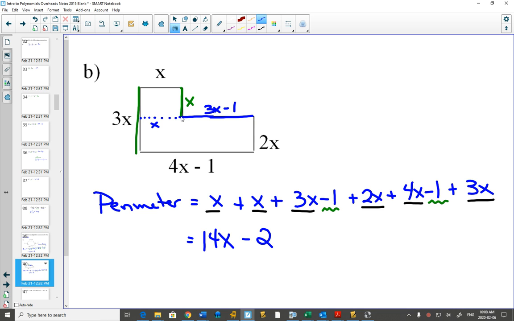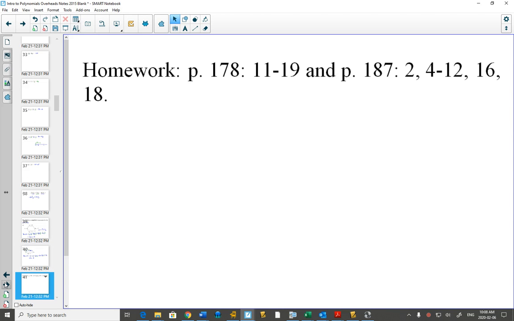Perfect. Next thing I'm going to get you to do is at the bottom of your page, it says homework. Write this in there at that place.